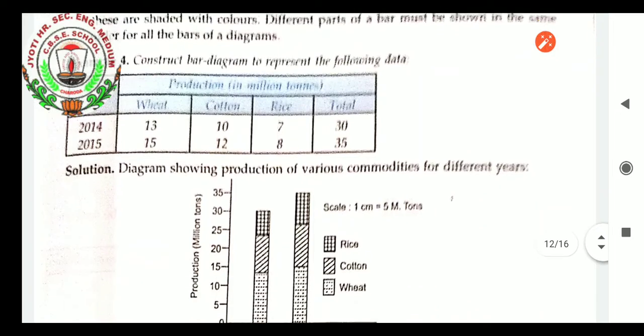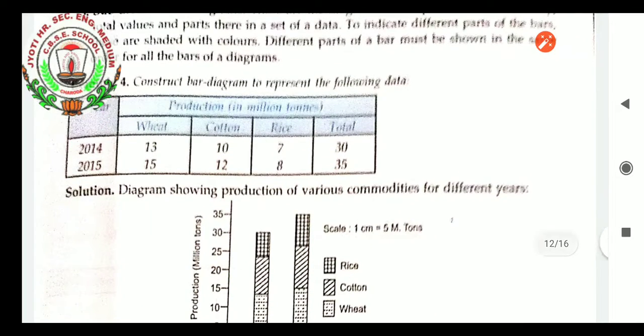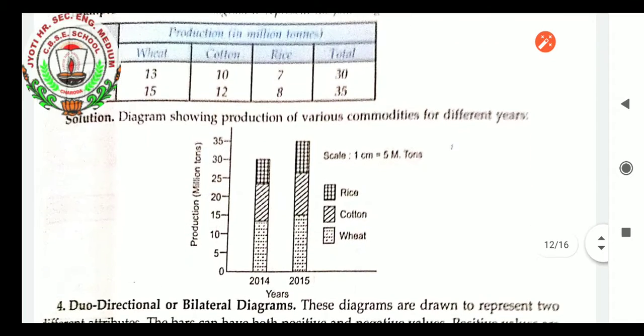Construct a bar diagram to represent the following, 2014, wheat, cotton, rice, total. In this we can make a different step in the same set. For 2014, 13 is the particular data of wheat. Then the cotton is 10. We have taken 13 plus 10, 23. You can see here the 23 line where we have made the step for cotton. Then for rice, after 13, 7 is again added up and you have shown the rice. In this way 30 is the total. So it is likewise the 30 line. You can see the line completed.